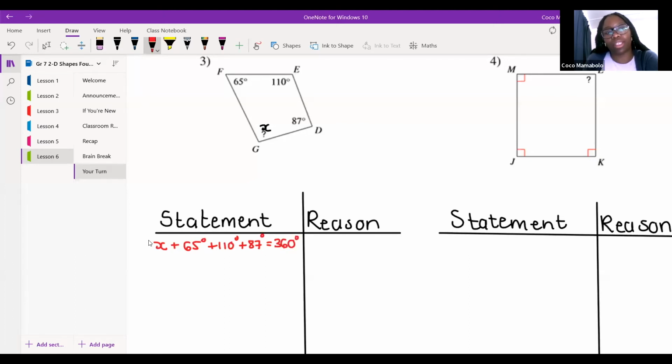What is my reason, Nkanyiso? The reason is interior angles of a quad. Excellent. Interior angles of a quadrilateral. I'm just lazy. I write things in shorthand because I don't like writing that long thing.